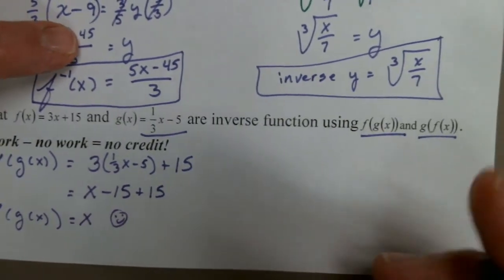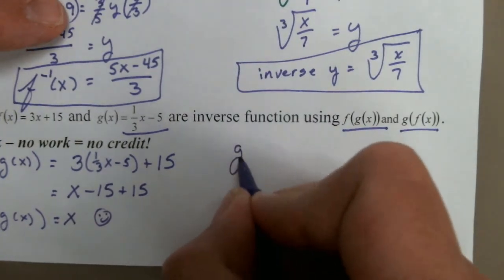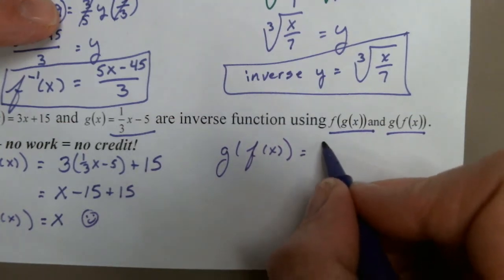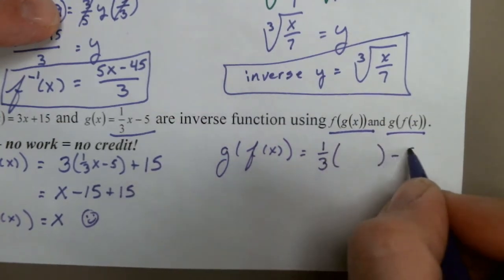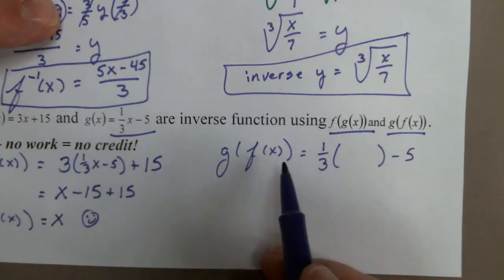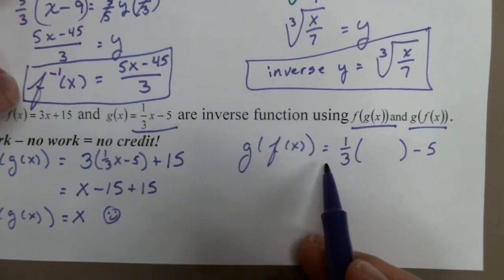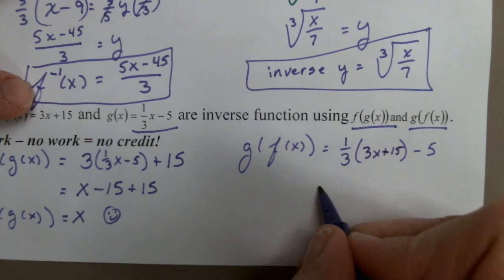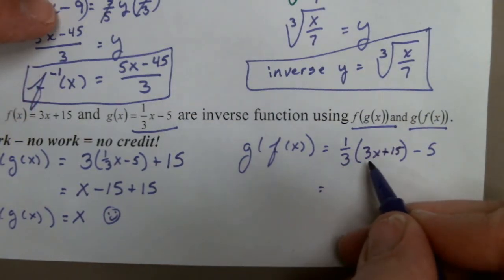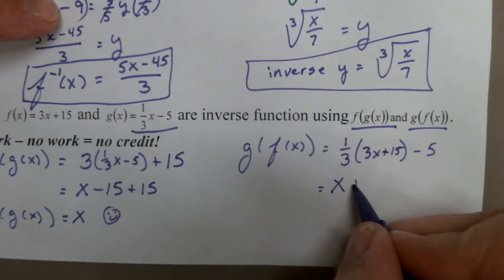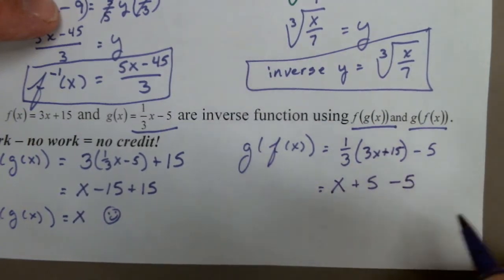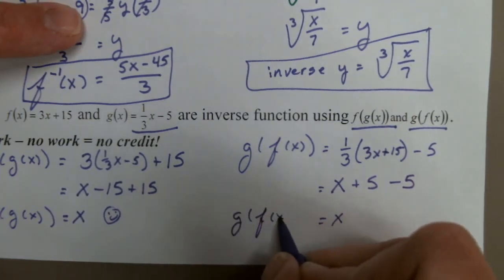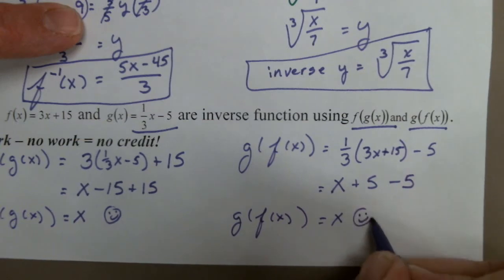Okay, now we have to do g of f of x. So start with the function g, which is 1/3 x minus 5. Okay, now into that, instead of x, we're putting in the function f of x, the 3x plus 15. All right, so distribute the 1/3. 1/3 times 3x equals just x. 1/3 of 15 is 5. Then outside parentheses, we have minus 5. 5 minus 5 is 0, so we end up with just x. So g of f of x equals just x. All right, so that's also good.